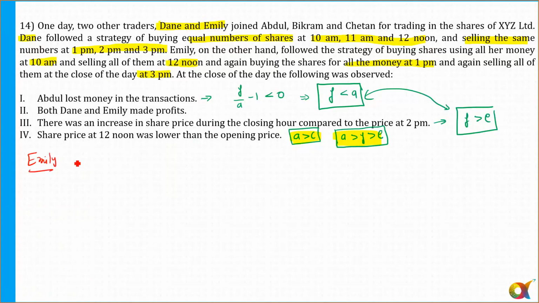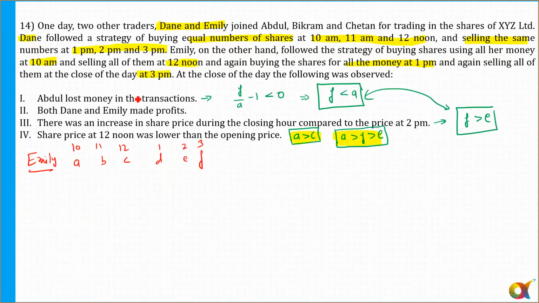Now we know the price of the share is what? A, B, C, D, E, F, at 10, 11, 12, 1, 2, and 3. Now, what has Emily done?